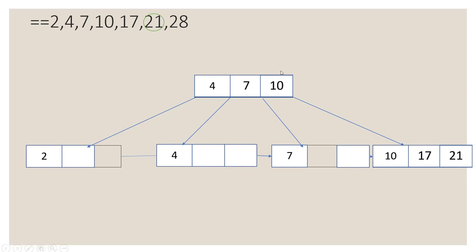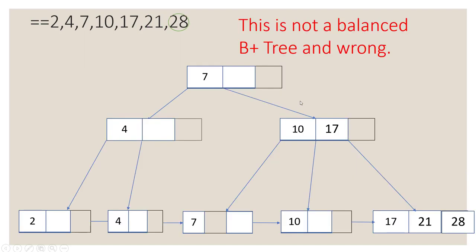Okay, 28 is greater than 10. Follow the pointer. This one is full. So between 10, 17, 21, and 28, middle left is 17. We promoted 17 up here. There is no space here, so between 4, 7, 10, and 17, middle left is 7. So we promote 7 up here, and then we have 4 here, and then 10 and 17. Okay, and based on that, rearrange everything.